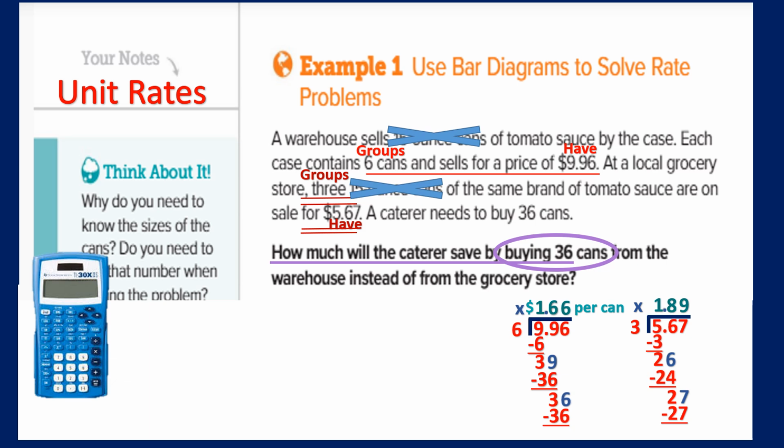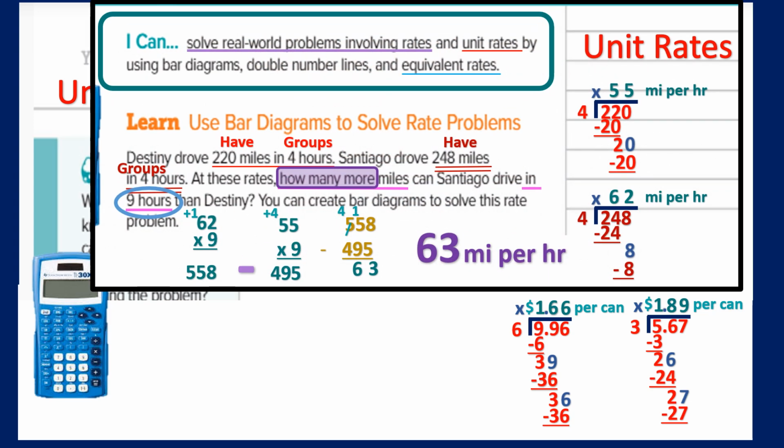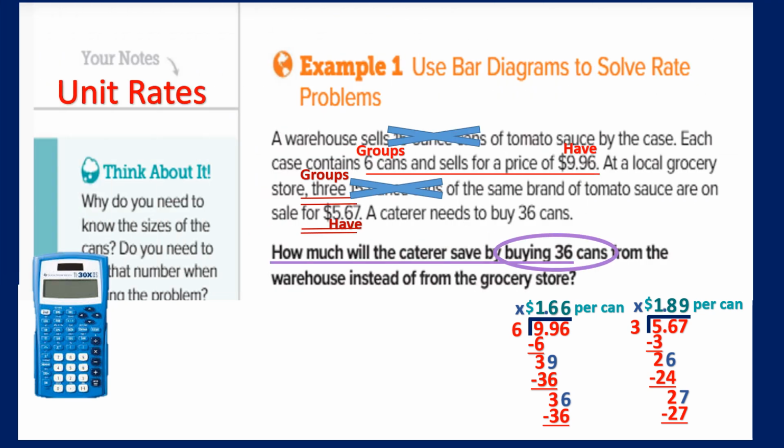So I can see that at the grocery store, if I buy them for $5.67 for a group of 3, then I'm spending $1.89 per can. All right, so now I need to see how much money I would save if I bought 36 cans. So I could do this with all of these different steps like we did in the previous question, right?